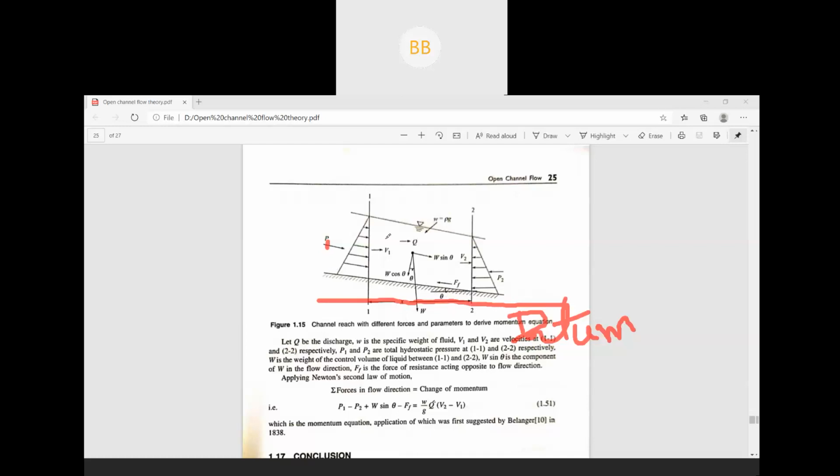As we all know, in an open channel the water flows from a higher elevation to a lower elevation. So the weight of the water present between the first section and second section acts perpendicular to the datum line. If we consider it with respect to the bed of the channel, then we have to resolve it into two directions. These things you already know. W is nothing but the weight of the water. If you resolve it into two directions, one is cos theta and one is sin theta.